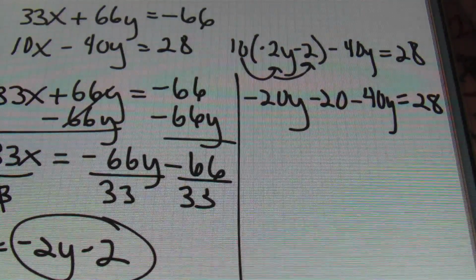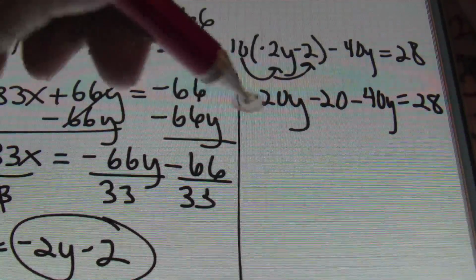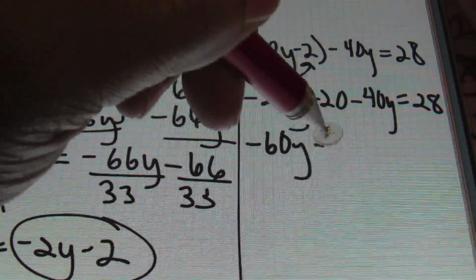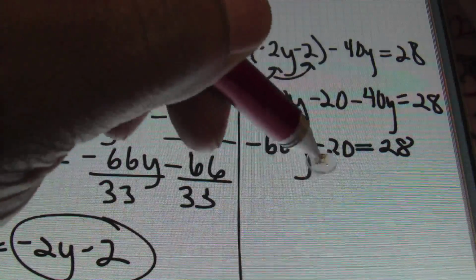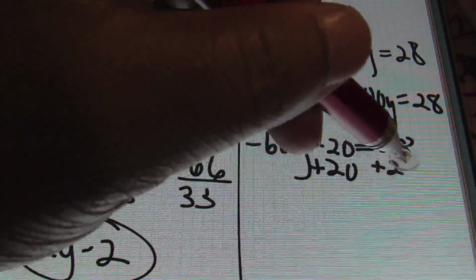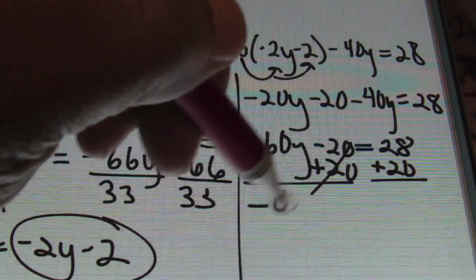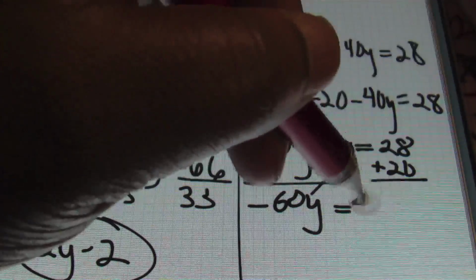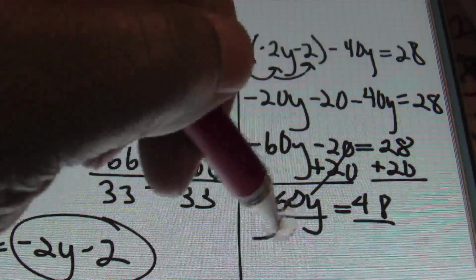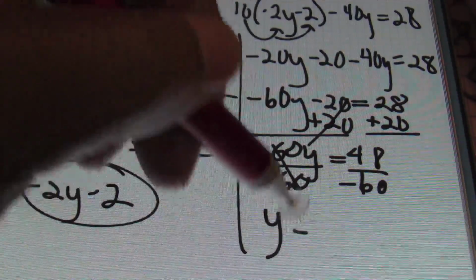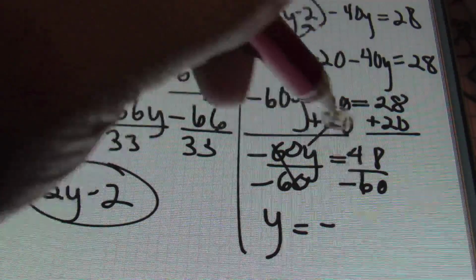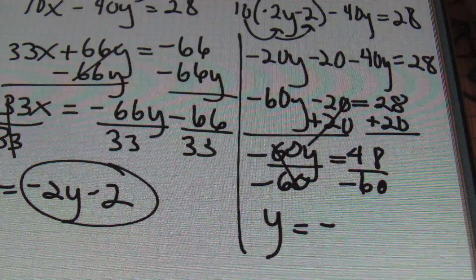From here, we'll combine our like terms. Negative 20y and negative 40y give me negative 60y minus 20 equals 28. And then I'll be adding 20 to both sides. So I now have negative 60y equals 48, and then I'll be dividing both sides by negative 60. Dividing both sides by negative 60, I'll have y equals negative, both of these numbers can be reduced by 12, so that'll be 4/5, which is going to be negative 8/10.